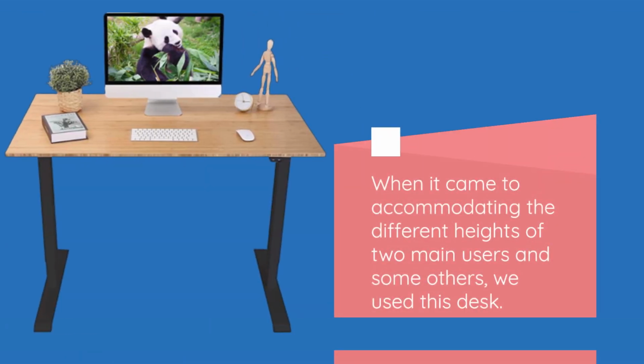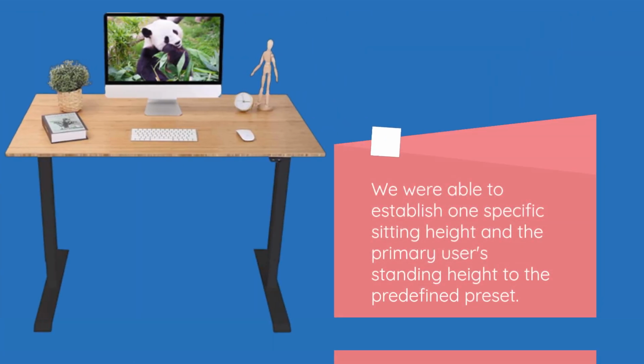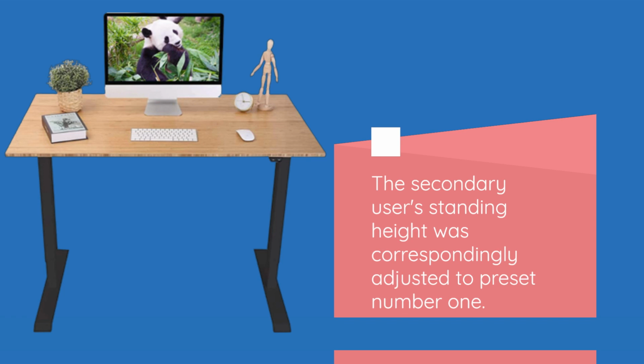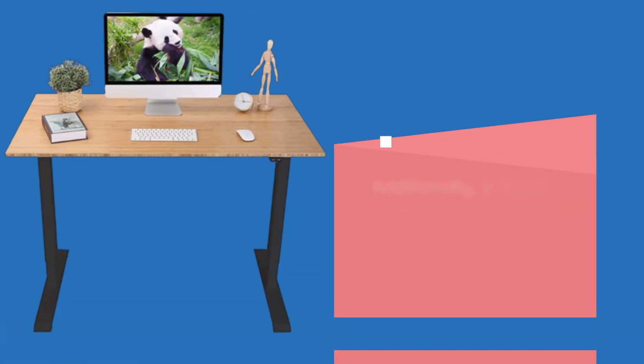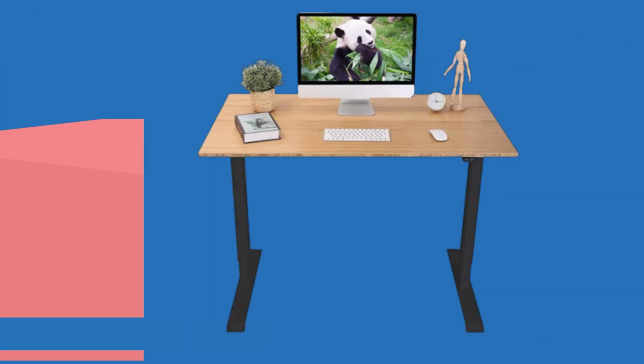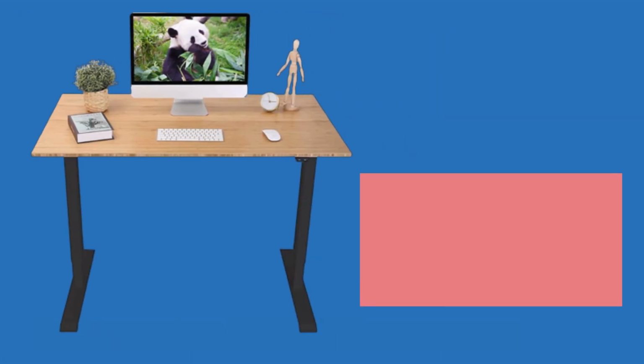When it came to accommodating the different heights of 2 main users and some others, we used this desk. We were able to set 1 specific sitting height and the primary user's standing height to the predefined presets. The secondary user's standing height was correspondingly adjusted to preset number 1. Additionally, a 4th preset was decided on for general use that is optimal for activities such as opening boxes, taking product photos, or assembling new gadgets.